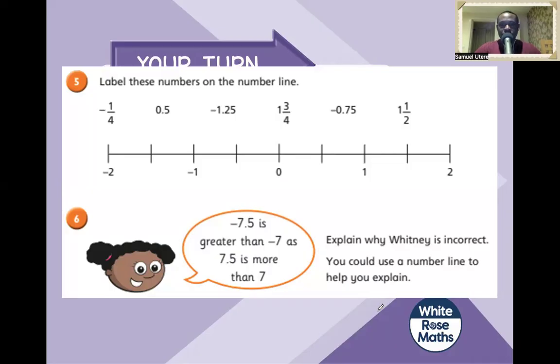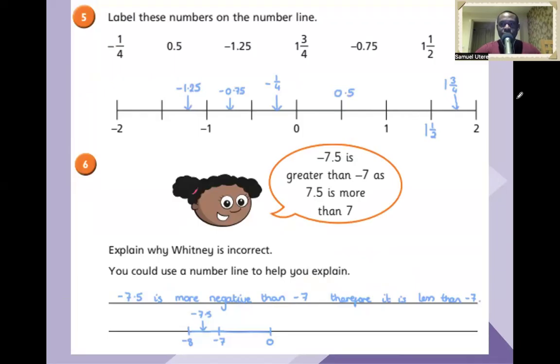All right, assuming you've paused the video and you've answered the questions, here are the answers. So here, we're asked to label these numbers on the number line. We have negative 1, we have 0, and we have 2 intervals, so each should be 0.5.